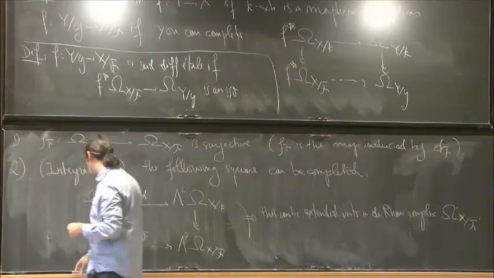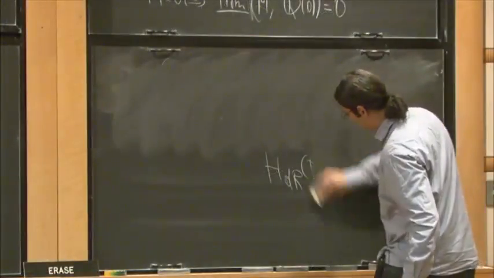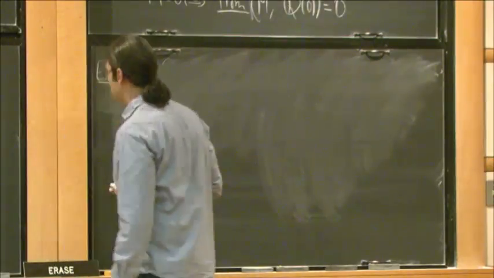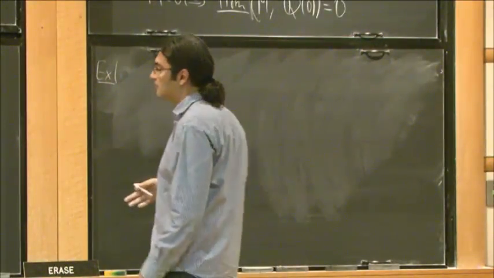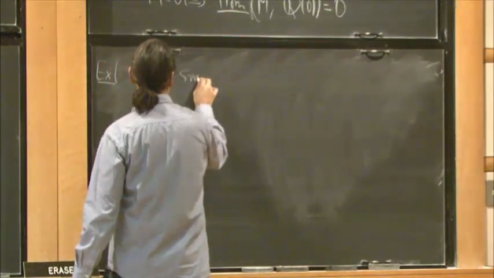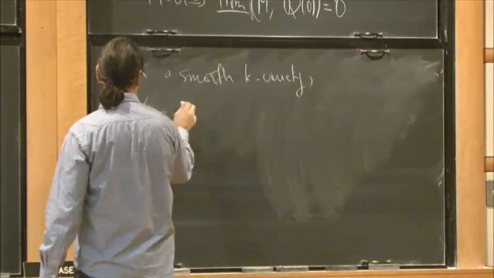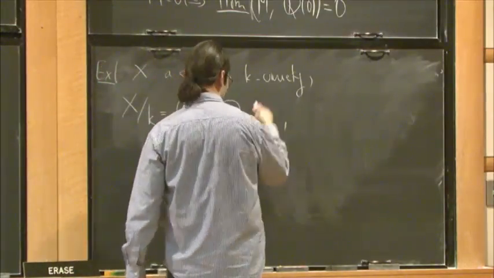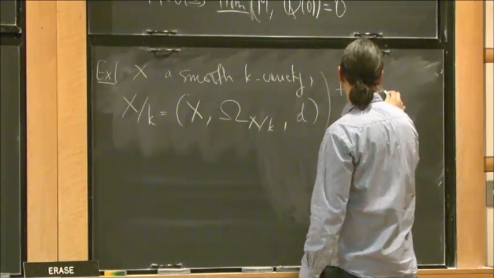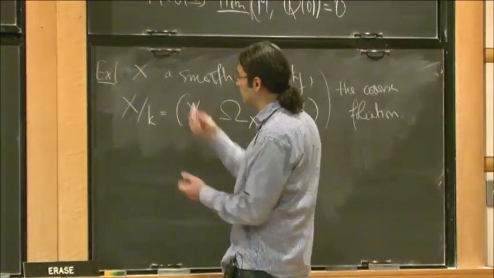Let me give you some examples maybe to illustrate these notions. There are some easy examples which are not really interesting. They come just from algebraic geometry. So the first example is when you take X a smooth K-variety, then of course you have a foliation which I denote by X over K, given by X and the usual sheaf of differentials and D. And this is called the coarse foliation, because there are no interesting leaves. There's only one leaf in X, which is X itself.